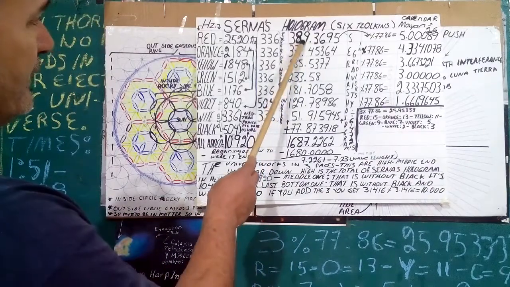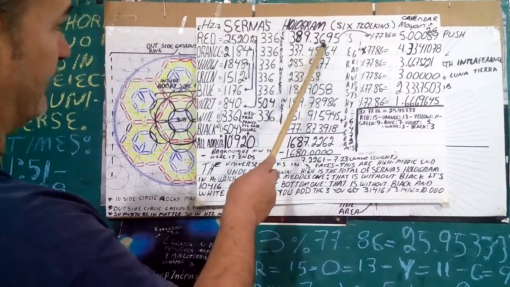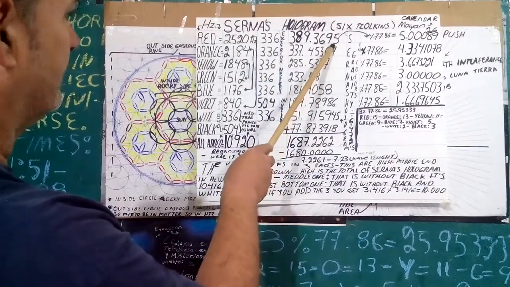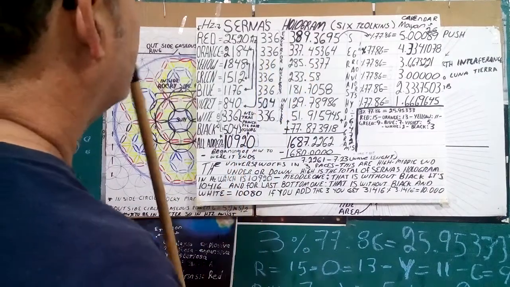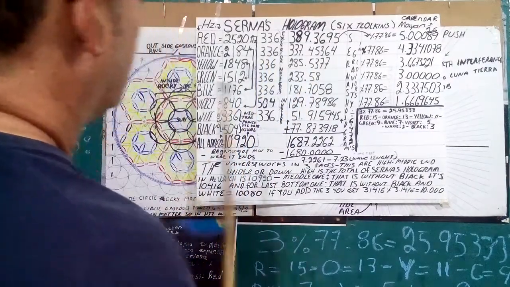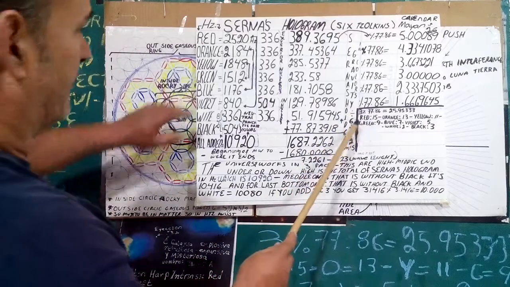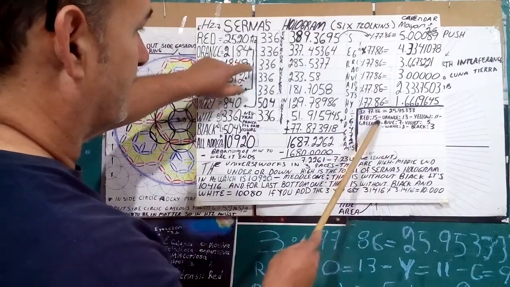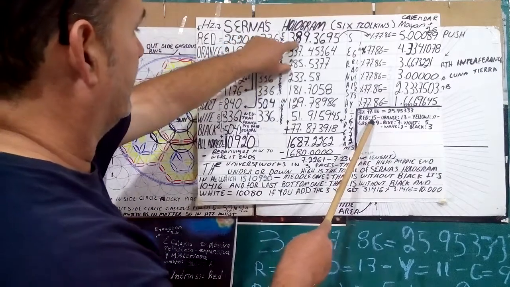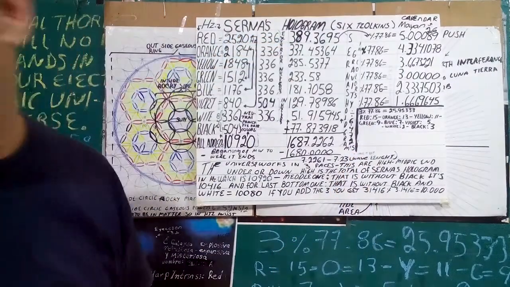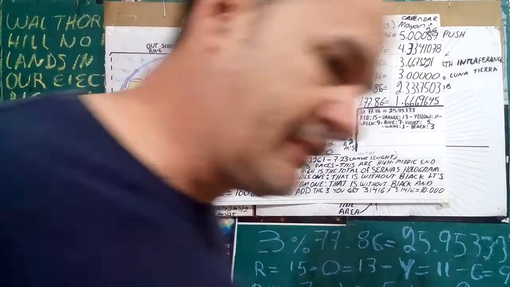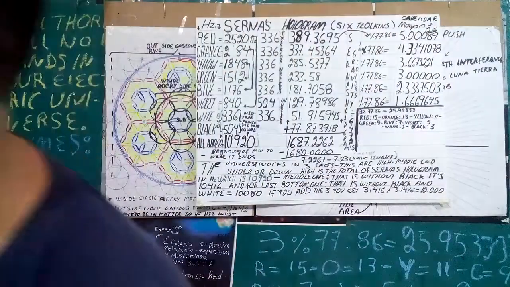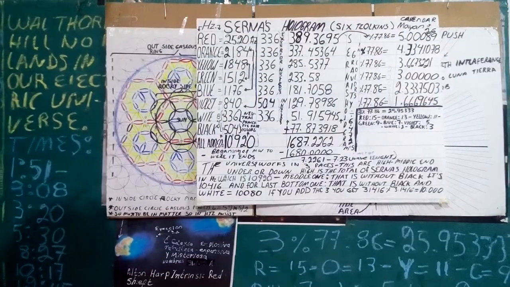Okay, 389.3695. Okay, probably I made a mistake. This one 50 times fits in here. Let me do it fast. We don't have it right here.